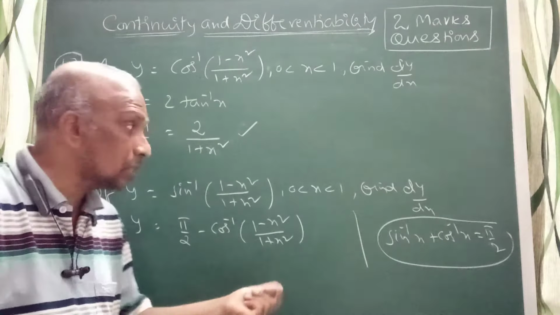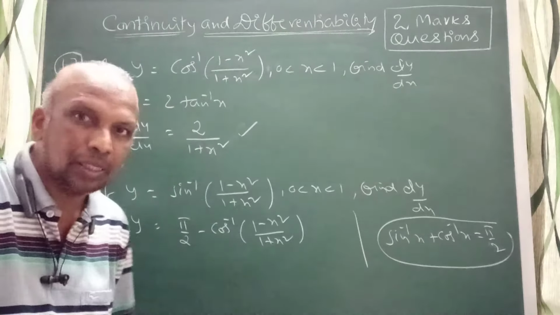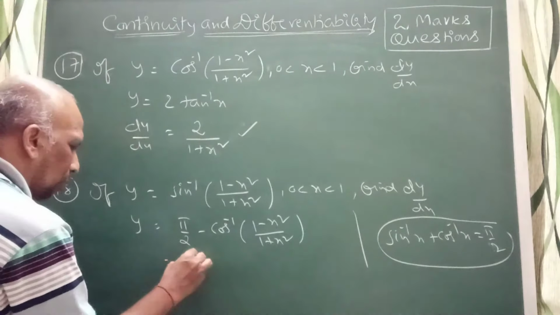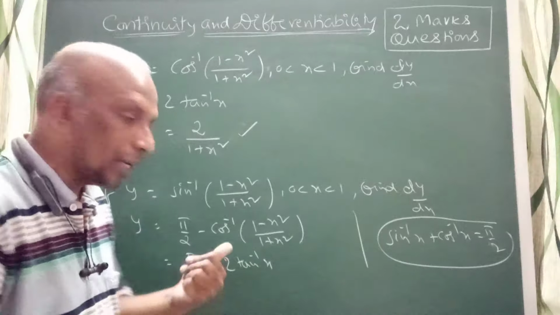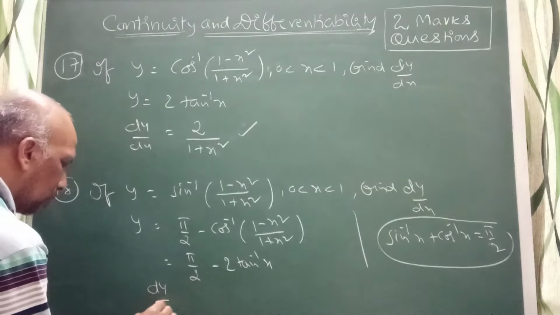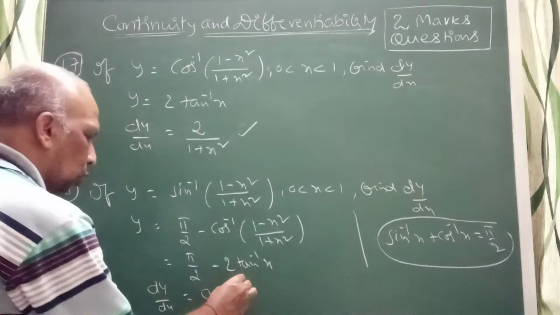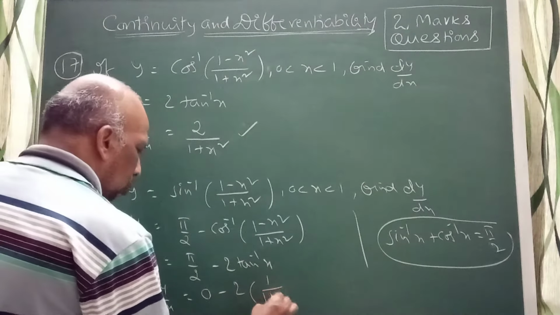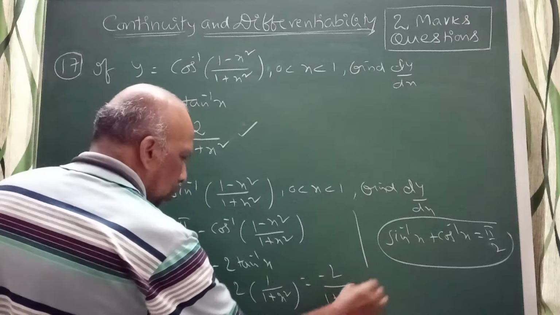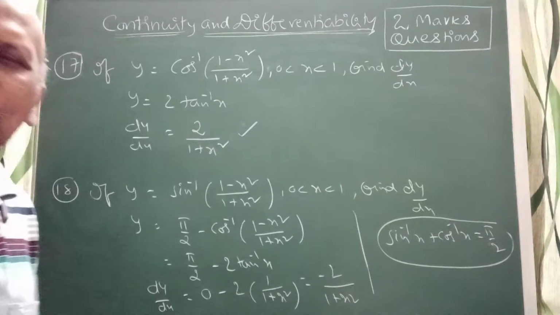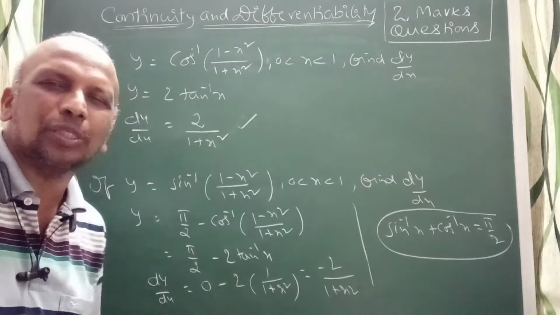Why should I write like this? Because we know cos inverse of (1 minus x square) by (1 plus x square) is 2 tan inverse x. Now I can replace this: pi by 2 minus 2 tan inverse x. Now I can find the derivative dy by dx. Constant, 0. My constant 0 minus 2 into the derivative of tan inverse x, 1 by 1 plus x square. So minus 2 by 1 plus x square, right? Correct? Minus 2 by 1 plus x square. This will be the required answer.